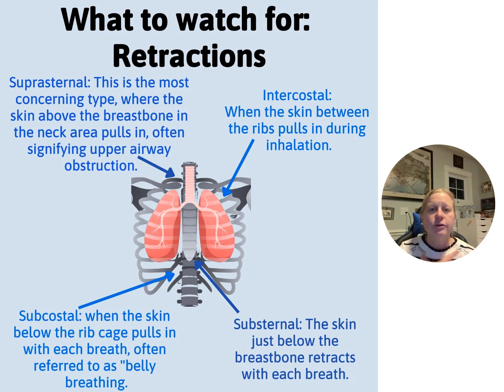So high is suprasternal. Intercostal is any of the skin between any of the ribs. So you can see intercostals high, medium, low. I just have one arrow here indicating where it is, but intercostal is any of those spaces between the ribs. The intercostal space is those muscles between your ribs. So anytime you see pulling in there. Subcostal is when the skin below the rib cage, so we're getting away from the costals or your ribs, is pulling in. You're going to see that belly breathing. And then substernal is below the breastbone where it retracts with each breath. So these are some of those retractions that we're seeing.